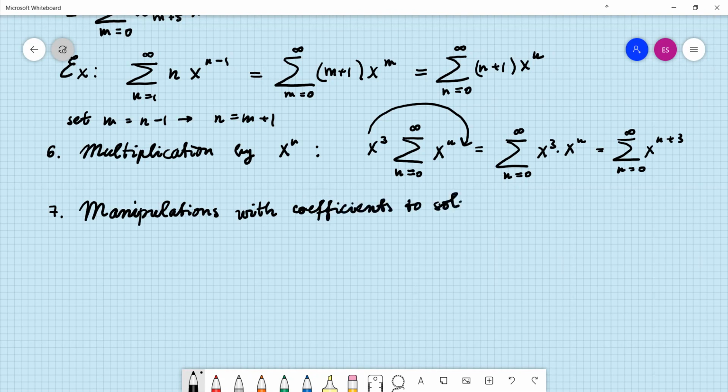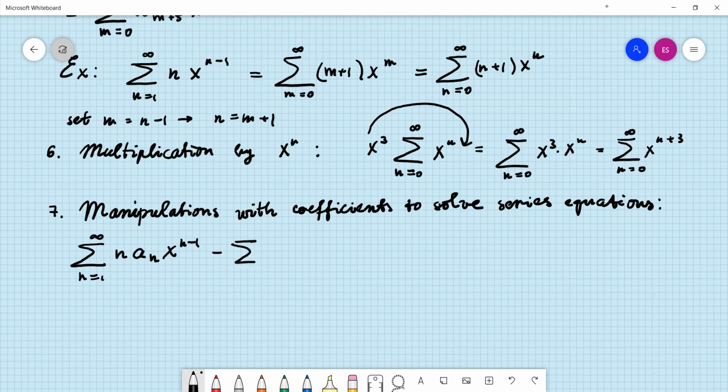To solve series equations. Well, for example, guys, you have the equation in series, how it's going to look. Typical one: the series of n a_n x to the power of n minus 1, n starts with 1 to infinity, minus the series of a_n x to the power of n goes from 0 to infinity, and equals 0. How do we know it's an equation? Well, it's just like equals 0, right?